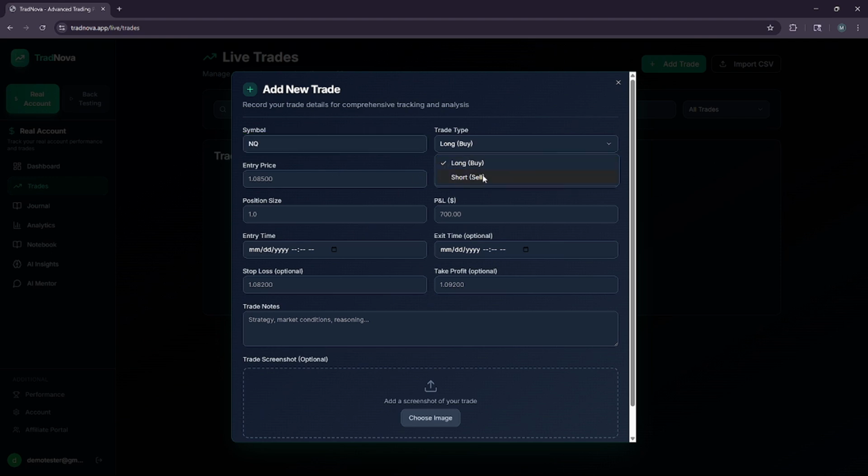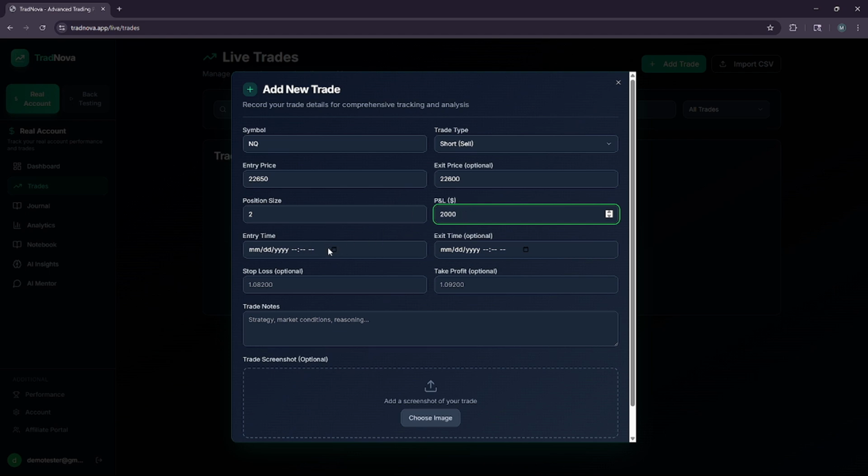NQ. Let's say it was a short, and your entry price was 22650, and your exit price was 22600. Let's say you did two minis, and let's say you made $2,000, right?